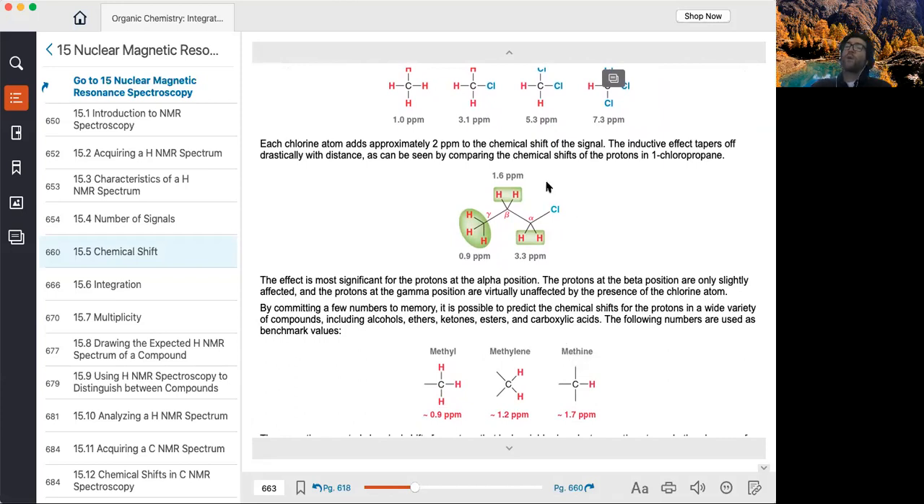And we can compare these numbers to the well-known numbers for what they should be here, where methine with only 1 H is about 1.7, methylene with 2 H's, as we saw here for the beta position, should be about 1.2, and methyls with 3 hydrogens should be about 0.9. So you can see that the beta position did change a little bit, but nothing compared to the alpha position here.